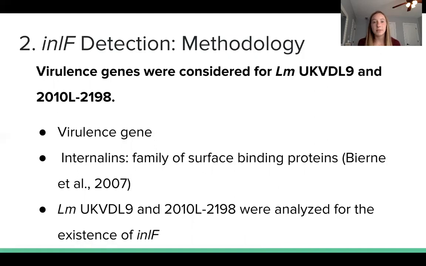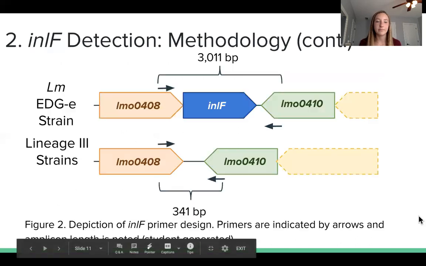And the first group of genes that I was looking at for this were internalins, which is a family of surface-binding proteins. So there's a lot of potential for an internalin granting Listeria the ability to cross the blood-brain barrier and have access to infect the brain. The specific gene that I was looking at first is called INLF, and the reason I was looking at INLF is because a couple of research papers had suggested it as a virulence gene, so I wanted to prove that theory. And in order to see if INLF was a virulence gene, I first had to see if it existed within either of my 2 strains.